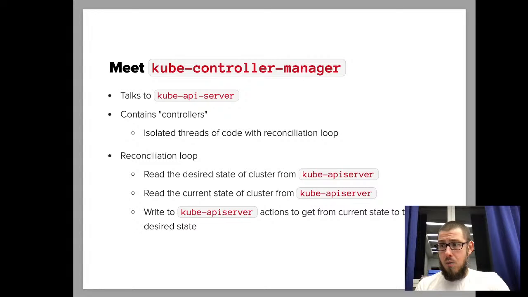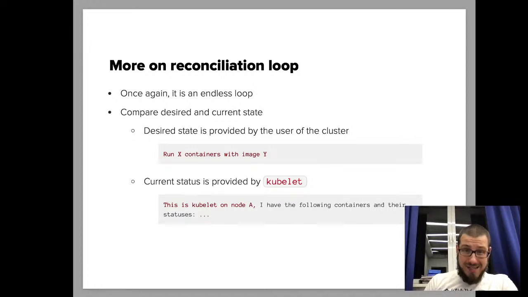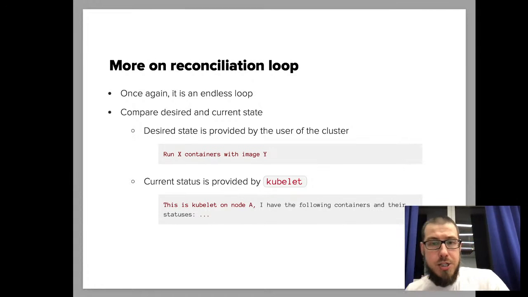And actually, when looking at this picture, you can ask, where do these states come from? Desired state, current state, how can we understand what's going on in the cluster? Once again, the reconciliation loop is an endless loop, and it compares desired and current state. The desired state is provided by the user of the cluster. So the user says, please run X containers with Docker image Y. And the current status is provided by the kubelet.